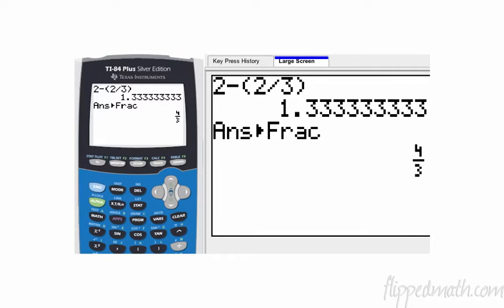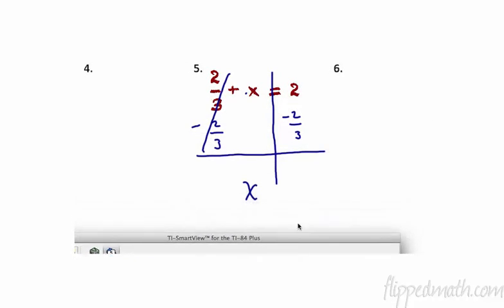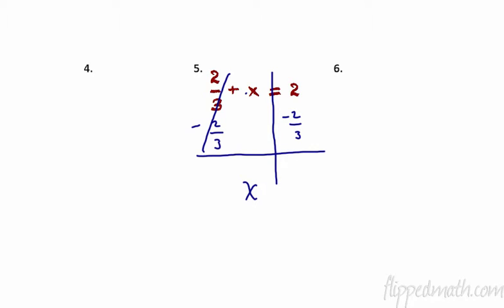And this says 4/3. So that is 2 minus 2/3 is 4/3. So let's go back here to our notes. 2 minus 2/3 equals 4/3. So you might ask, well, Mr. Kelly, if I don't have my calculator, how am I supposed to do it? All right, so I'll show you how to do it without a calculator.